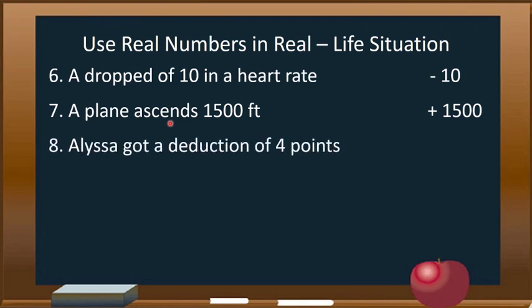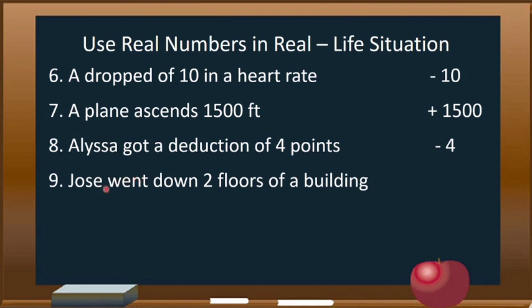Now, let us have example number 8. Eliza got a deduction of 4 points. So, we have here the word deduction. So, the representation of this in real numbers is negative 4. Now, let's have example number 9. Jose went down 2 floors of a building. So, we have the words went down 2 floors. So, the representation of this in real numbers is negative 2.